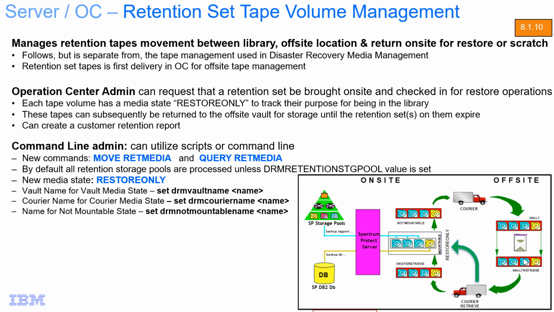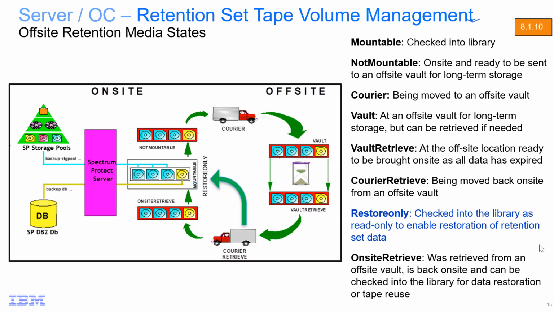So in this demo, I'll be walking you through how to utilize the Operations Center to do things like change the state of the media, and how to set the DRM vault name, courier name, and DRM not mountable name. For created volumes, they're originally going to be checked into the library and either filling or full. And at that point, they would be mountable.